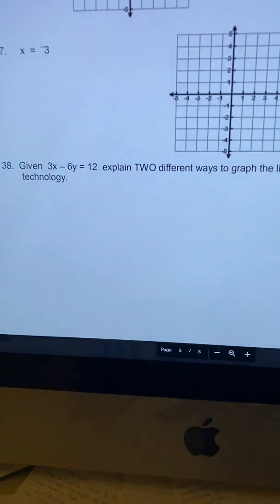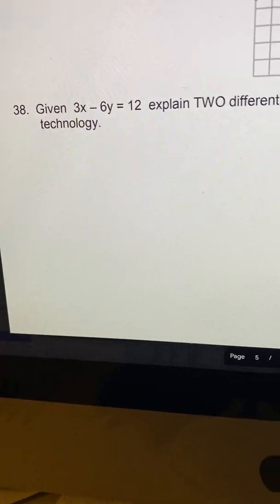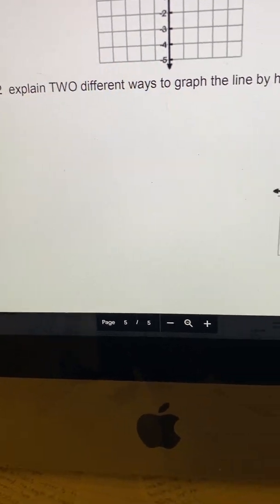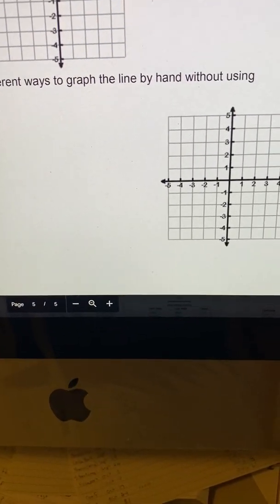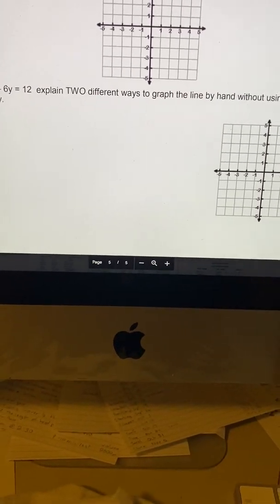Now, does it ask me to graph this line anywhere in this? Given 3x minus 6y is equal to 12, explain two different ways to graph the line by hand without using technology. Okay, what that means is you're not using a graphing calculator. Graphing calculators, plugging it into the internet, it'll graph it for you. We don't need to do that.